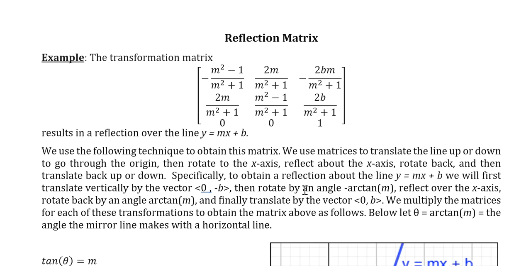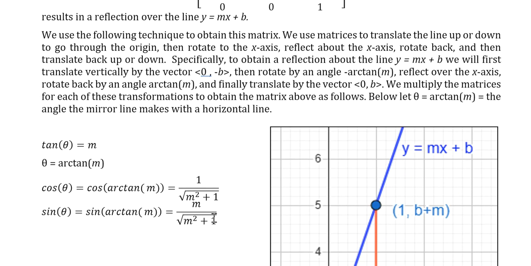So specifically, to obtain the reflection over the line y equals mx plus b, we first translate it vertically by the vector (0, negative b). So now our line is going through the origin. Then we rotate by an angle minus arctangent of m. That'll rotate it so the line now becomes the x-axis. Okay, then what do we do? We reflect over the x-axis, then we rotate it back, and then we translate it back.